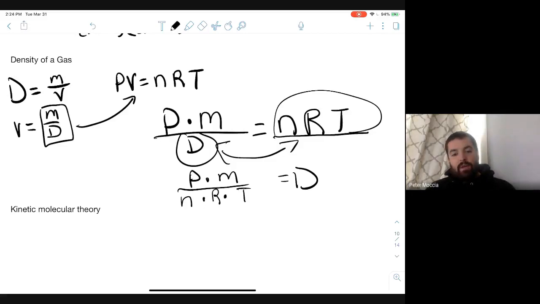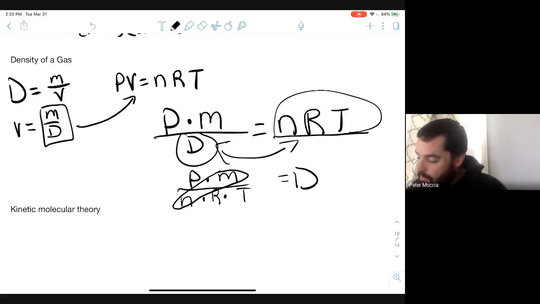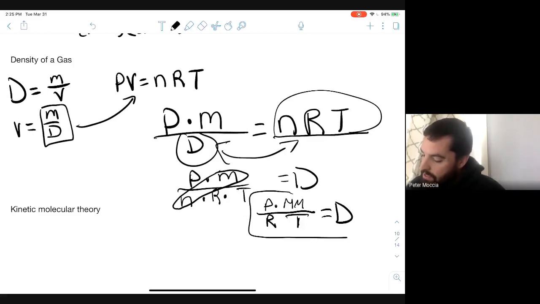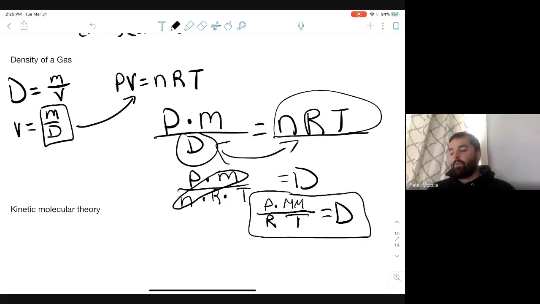Okay? Now, if I want to simplify this equation here, mass over moles is the mass of 1 mole of something, which is the molar mass. So I'm going to say the density is equal to pressure times molar mass over the ideal gas constant times T. And this is the equation for density of a gas that we are going to use. Okay?